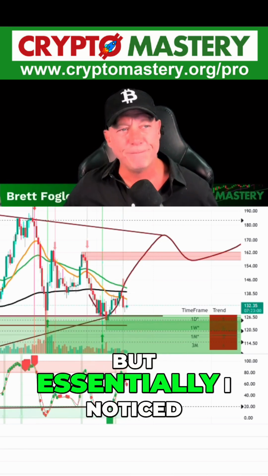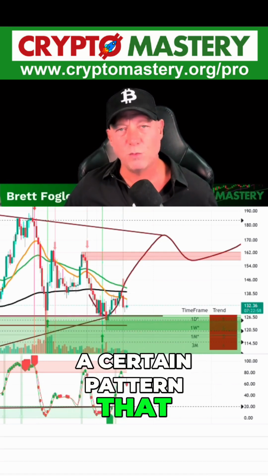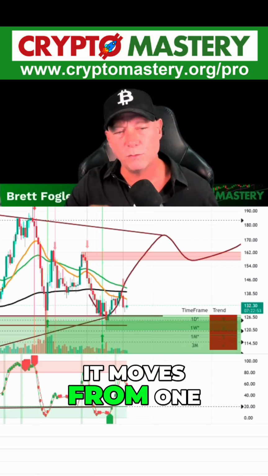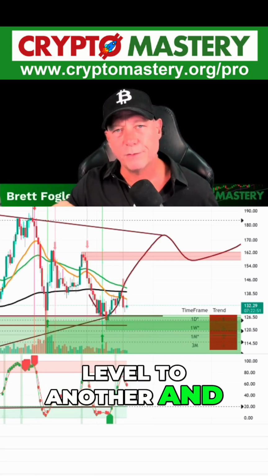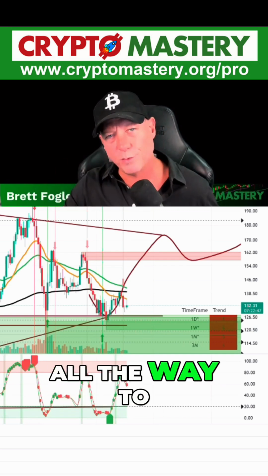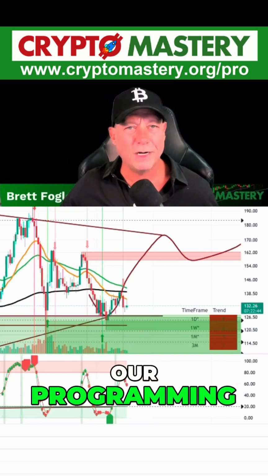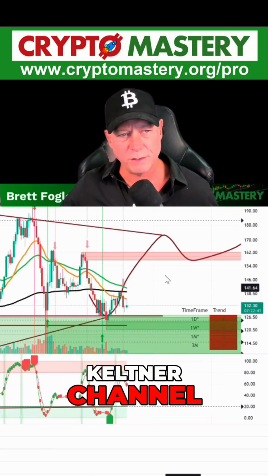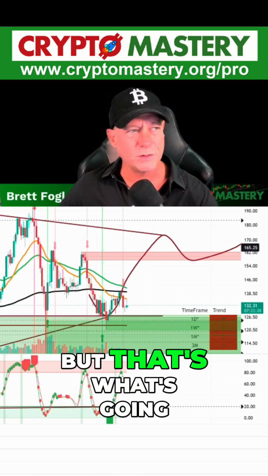But essentially, I noticed a certain pattern: when it happens within 3 time periods and it moves from one level to another within 3 time periods, then it's highly likely to go and oscillate all the way to the other side. And Joe, our quant engineer partner, also layered in a Keltner channel. So you don't see all of that stuff, but that's what's going on here.